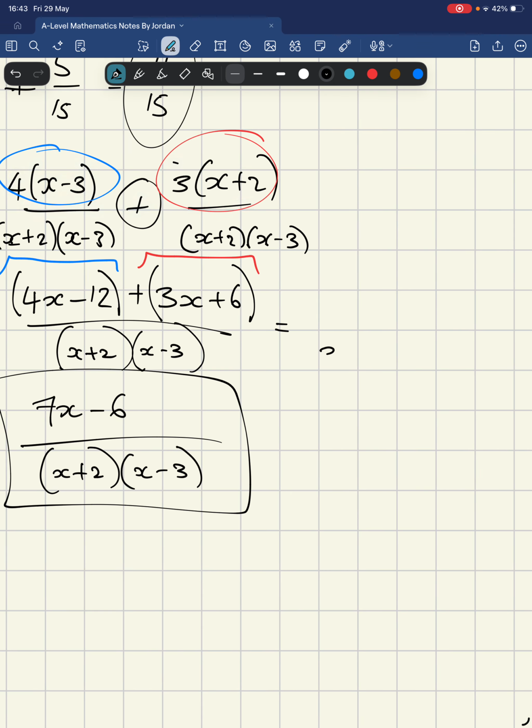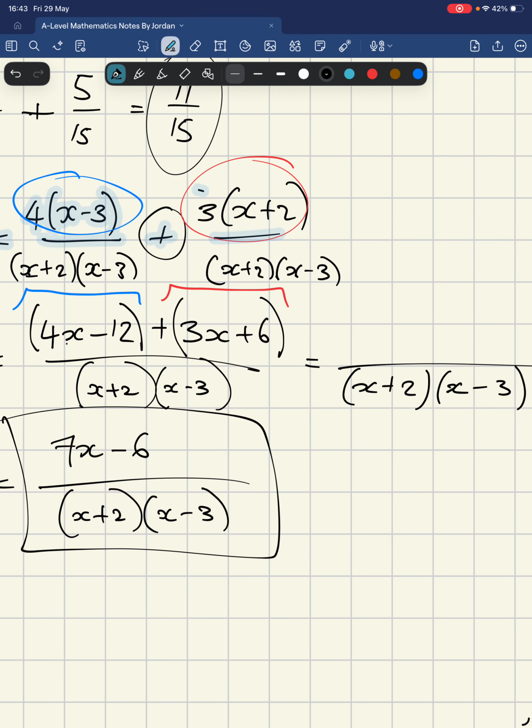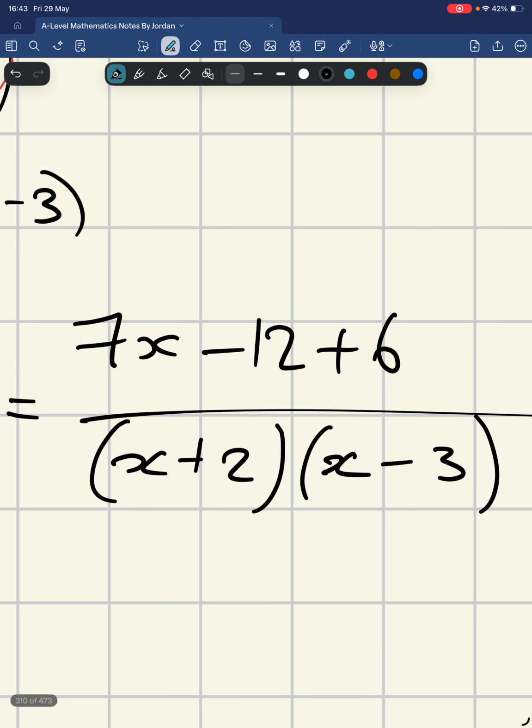So that's the bottom bit, just write that in anyway. So pretty happy that the 4x and the 3x added up gives you 7x, so let's just write that there. Then you end up with a minus 12 and a plus 6. Let's focus in on this bit here.